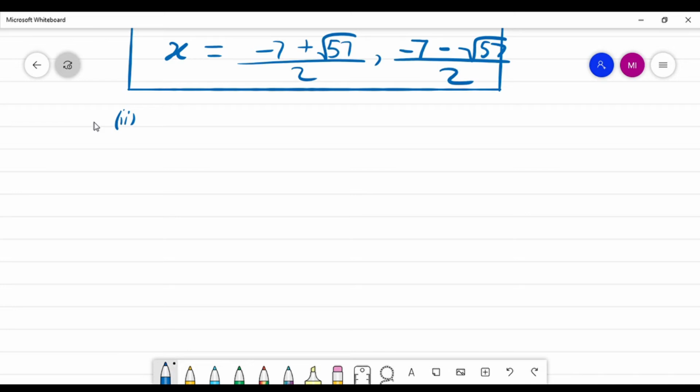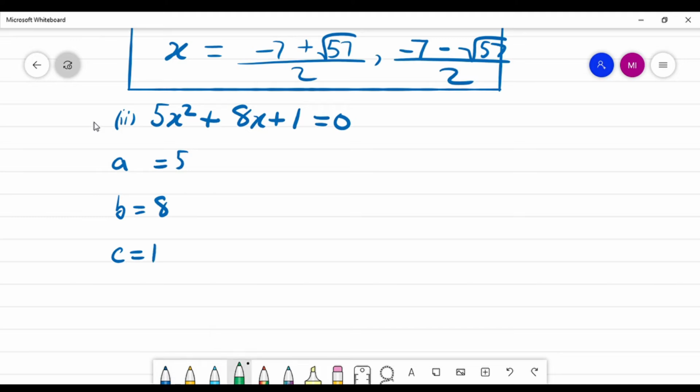Part 2 is 5x squared plus 8x plus 1 is equal to 0. So now here a is equal to 5, b is equal to 8, and c is equal to 1. Our formula is x is equal to negative b plus minus under root of b squared minus 4ac divided by 2a.